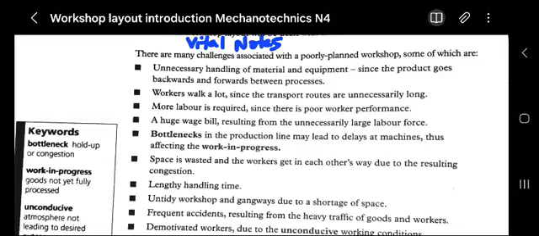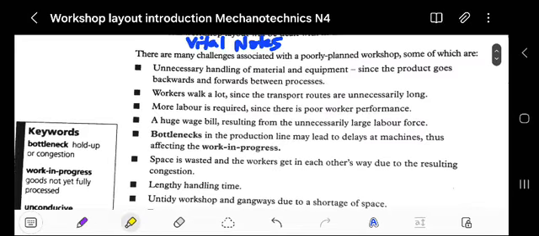As you see, guys, there are many factors there. Let me say there are many challenges associated with a poorly planned workshop, some of which are these. If you have a poor workshop plan, these are the factors that you will encounter.